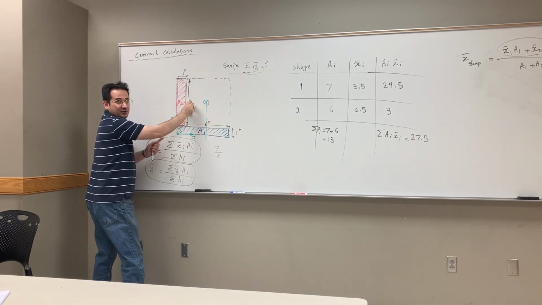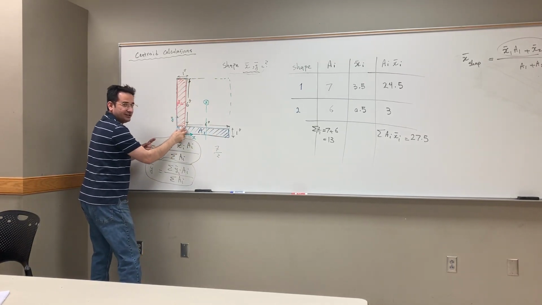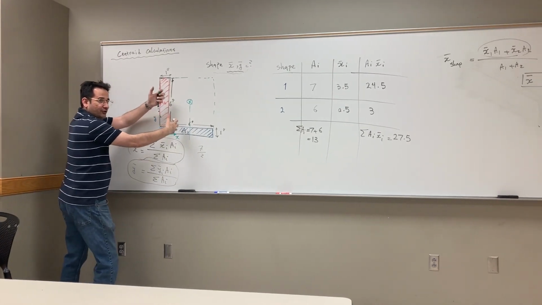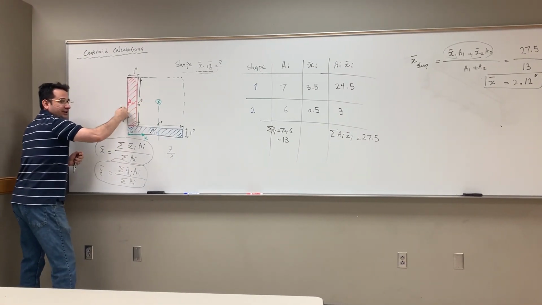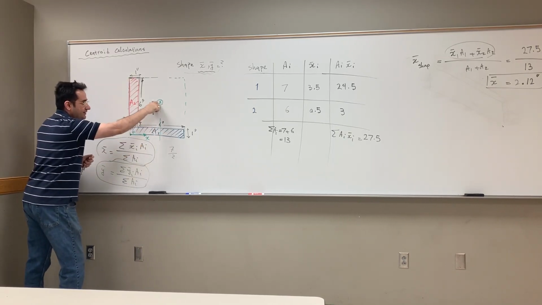Why? Because this is not all solid. You see, you have more area contribution here. So this acts like a gravitational force that is pulling the centroid to the left, because you have more contribution here. So that's the reason.